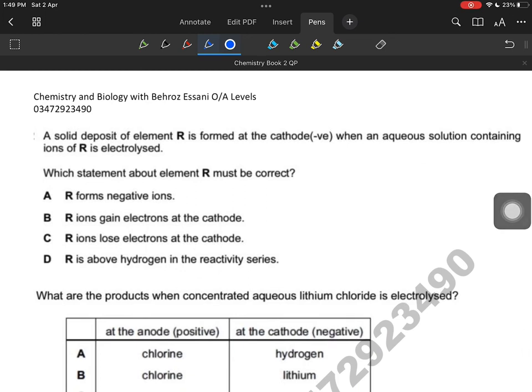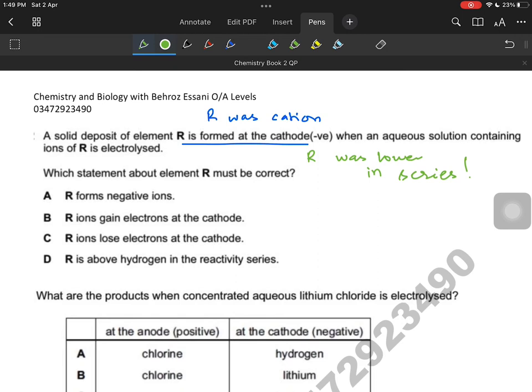It says a solid deposit of element R is formed at the cathode, which means R was a cation because only cations go to the cathode. When an aqueous solution containing ions of R is electrolyzed, which statement about element R must be correct? So R was lower in the electrochemical series, that's why it got discharged at the cathode, otherwise it would stay in the solution. R ions gain electrons at the cathode, definitely, because it's discharging itself. So it has to be B.